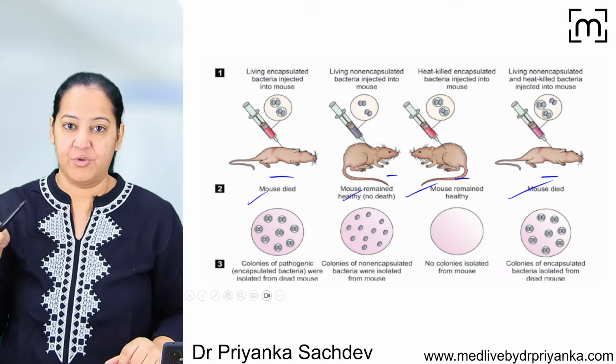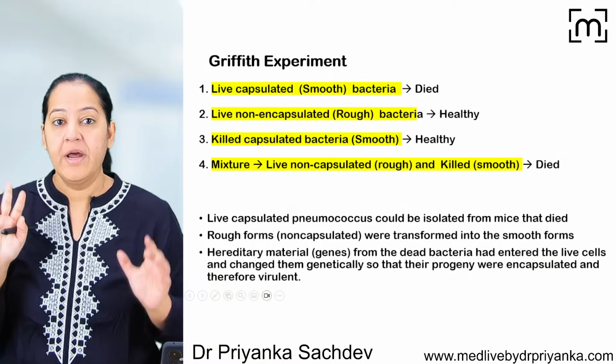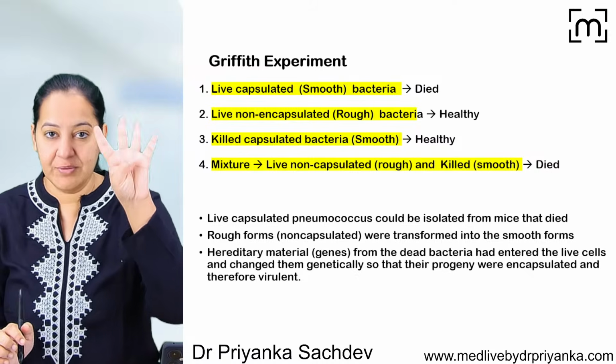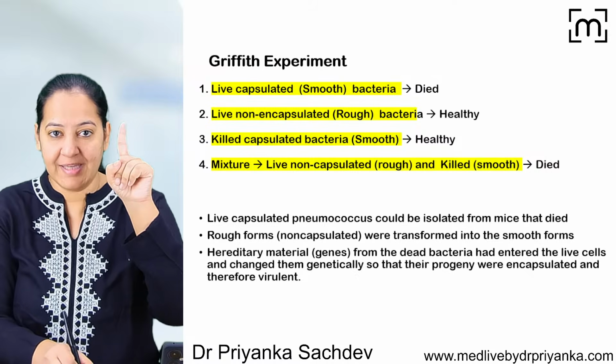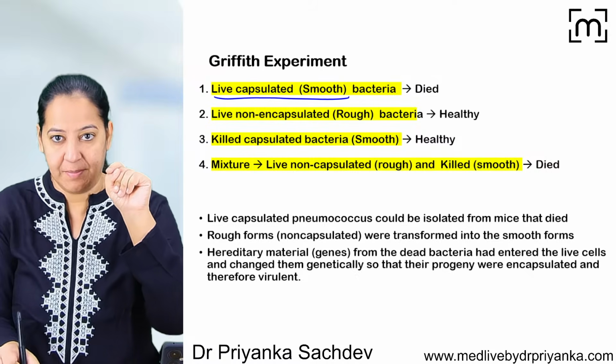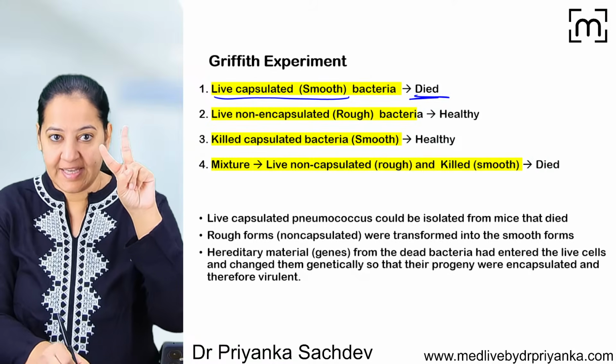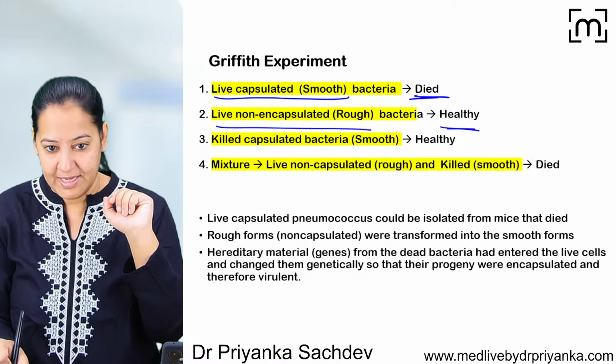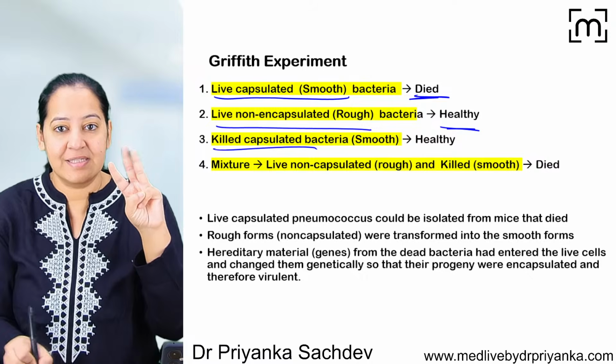The same experiment is shown to you here. You have to understand it like this. So we are using 4 mice. In the first mice, we are injecting live S. So the mice is dead. We can understand. The second, live R. The mice is healthy. The third is killed S. Still the mice is healthy.